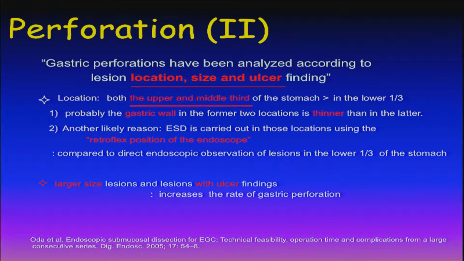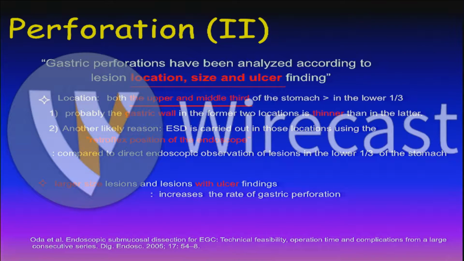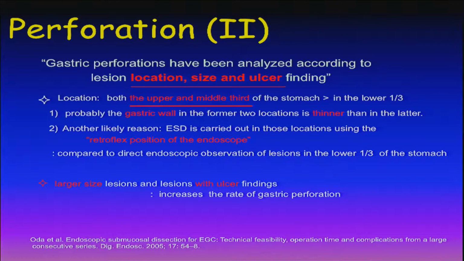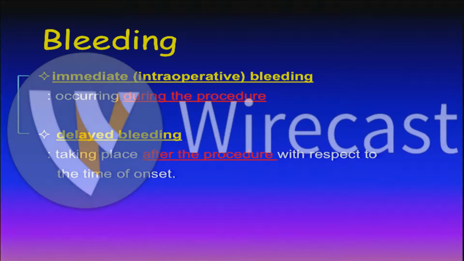It is interesting. The upper 1/3 and middle 1/3 of the stomach, the perforation rate is higher than lower 1/3. Probably the gastric wall in former 2 location is thinner than the lower third, and the other reason is this lesion need the retroflexion position of endoscope, and sometimes can make a lot of more damage like that. And the larger size of lesion and with ulcers increase the rate of perforation.